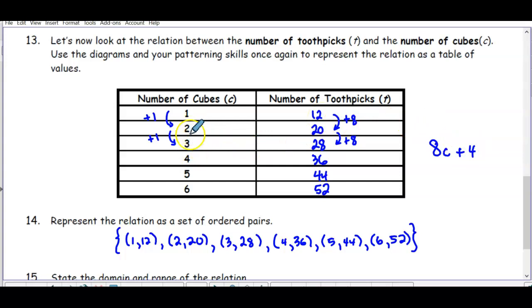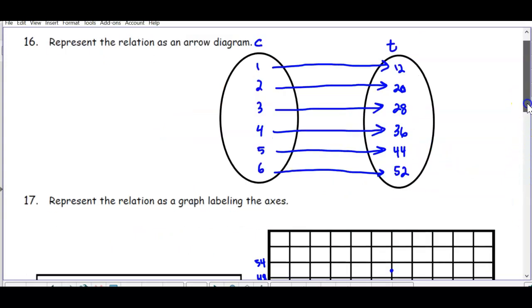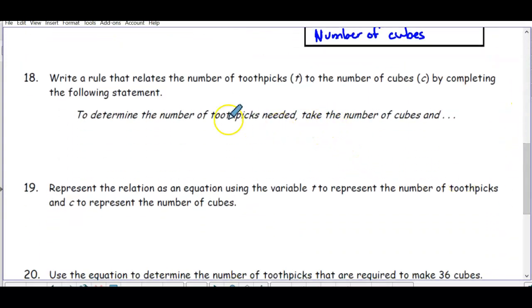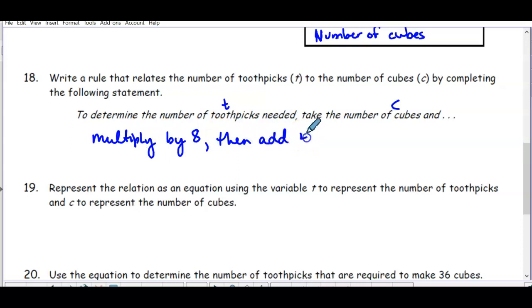Does that work in all cases? So 8 times 2 is 16, plus 4 is 20. 3 times 8 is 24, plus 4 is 28. If it's a linear relation, that's going to be what you can do in all of them. So we take the number of toothpicks T, if we need that, we take the number of cubes and multiply by 8, then add 4. And then in terms of an equation, it'll be T = 8C + 4.